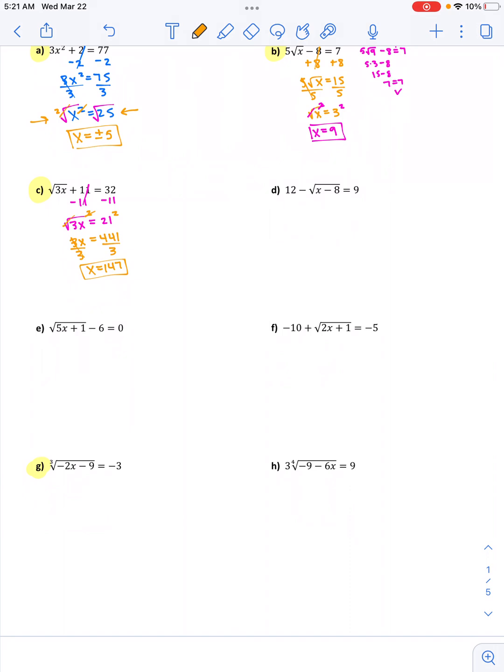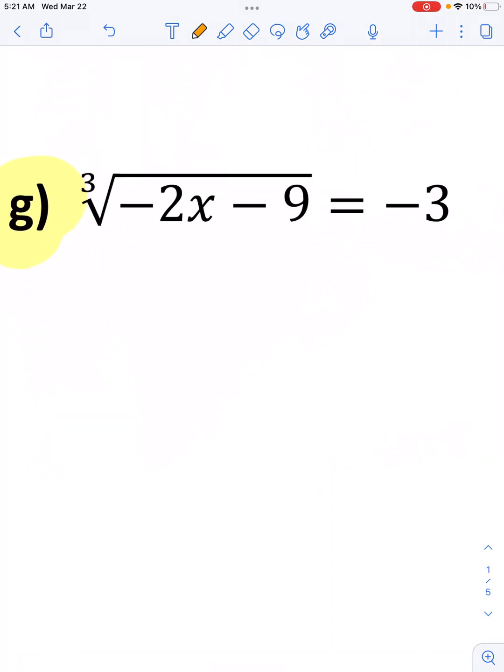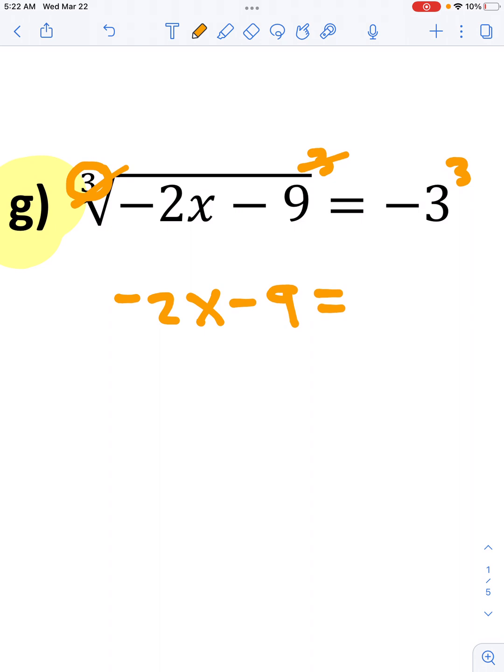Notice G and H have different root numbers, so I'll just do G as an example. So in order to cancel a 3 root now, I just raise to the 3rd power and do that to both sides. So now those are going to cross off, leaving just 2x minus 9. And then I'm going to cube negative 3, which is negative 27. And then just continue solving to get x alone.